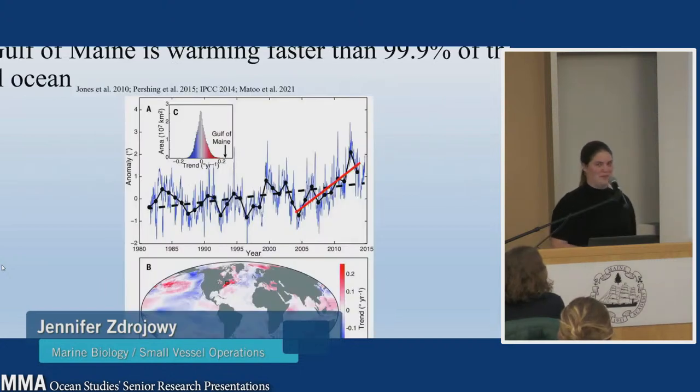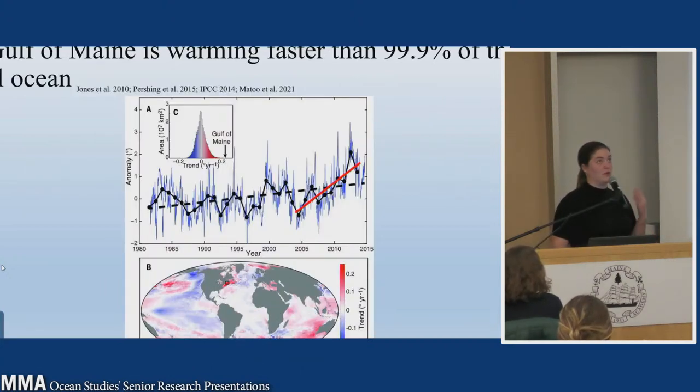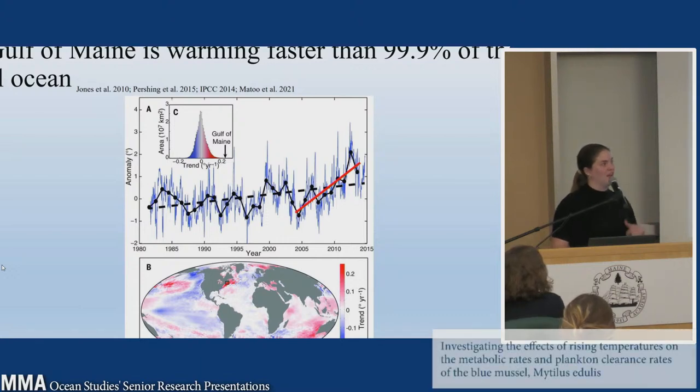So as we've heard from many presentations so far, the Gulf of Maine is warming much faster than other regions in the world. A study done by Pershing et al. has found that since 2004, the average warming rate in the Gulf of Maine has been about 0.23 degrees Celsius per year.